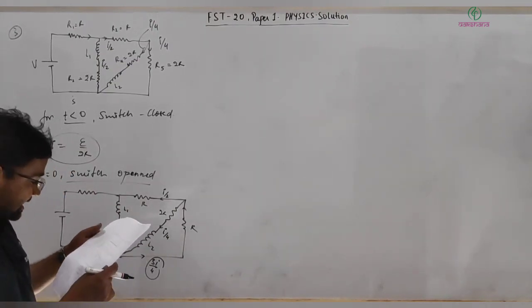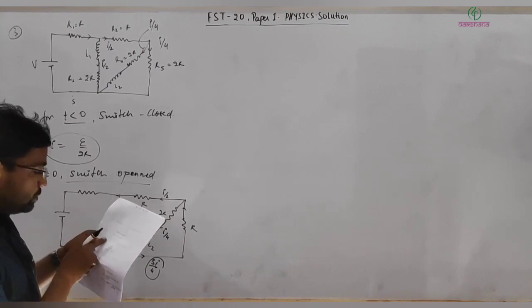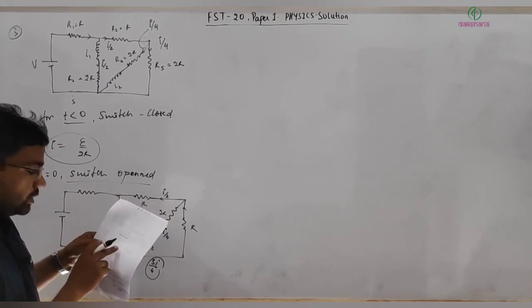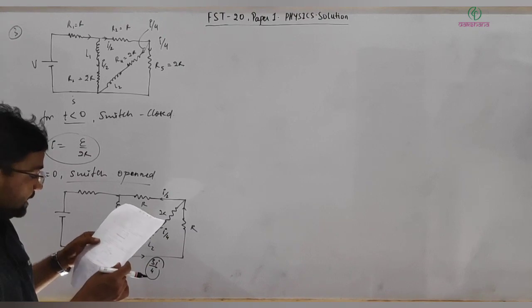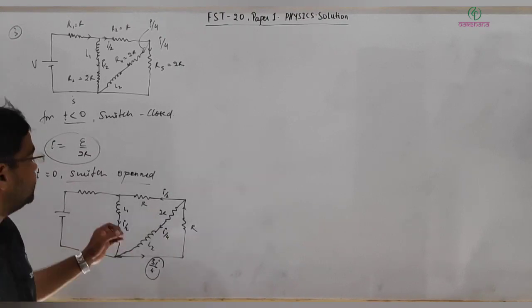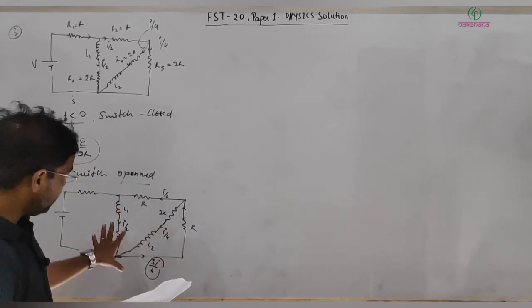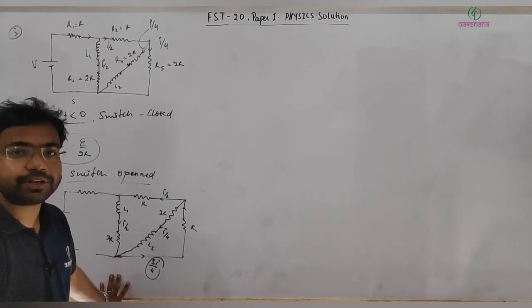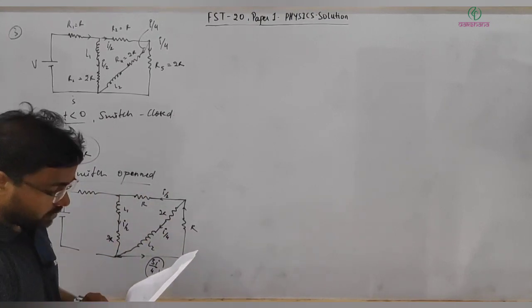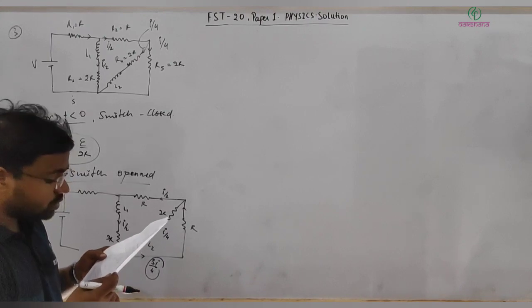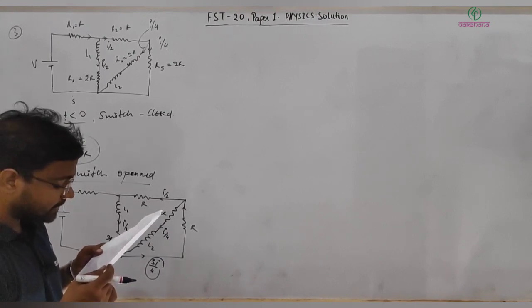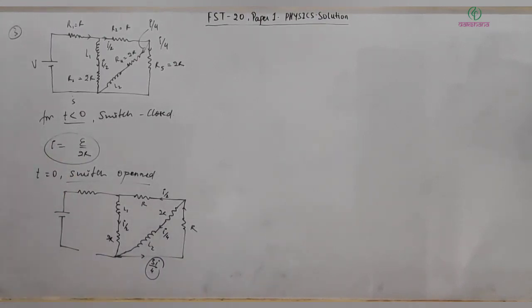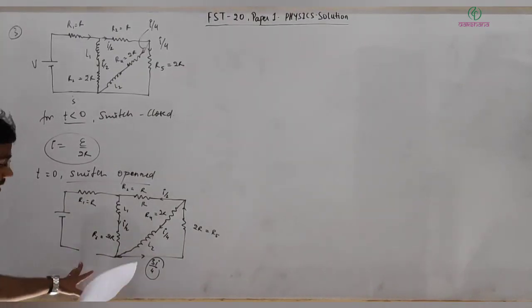Now it's asking, the switch is then opened at t equal to 0, then choose the correct option for the instant immediately after t equal to 0. Alright, now this is the situation for immediately after t equal to 0. Let's try to see the options. So this is the whole system given. Now let's talk about the options.